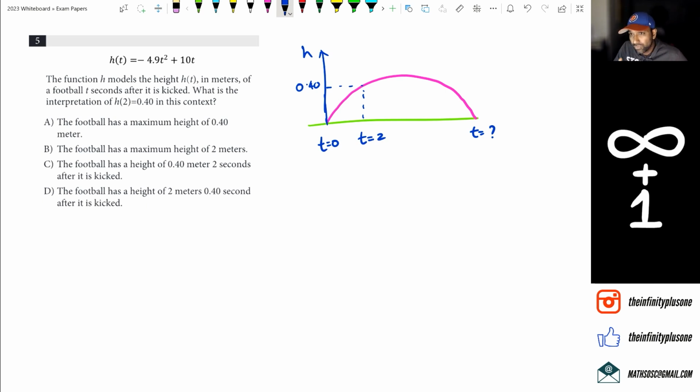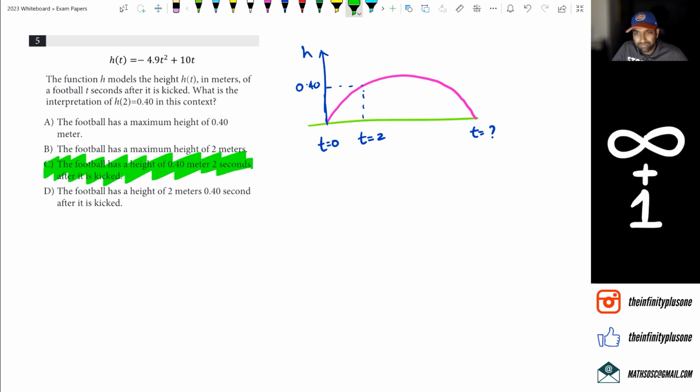Now if you factorize this quadratic at the top here, you'll end up with 2 values for t, and one of those other values happens to be that. So the answer I'm looking at in this case is the football has a height of 0.4 meters 2 seconds after it's kicked.